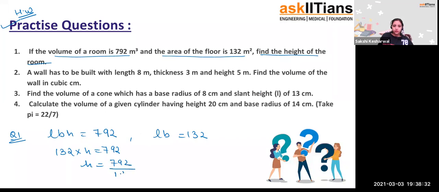792 divided by what, beta? 132. You do the cancellation. So H is equal to how much, beta? 6 meter. That's your answer, right?